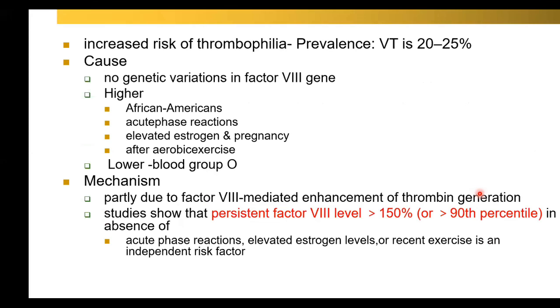Then elevated factor 8. The genetic mutations causing elevated factor 8 are not clearly understood, but it is higher in certain ethnic groups, and factor 8 increases in acute phase reaction, estrogen, pregnancy and after aerobic exercise, and is lower in blood group O. So these are physiological variations in factor 8 levels. But if you see a persistent factor 8 level of more than 150% in the absence of acute phase reaction, elevated estrogen or recent exercise, then you can say that this is an independent risk factor which is going to increase the tendency of clot formation.